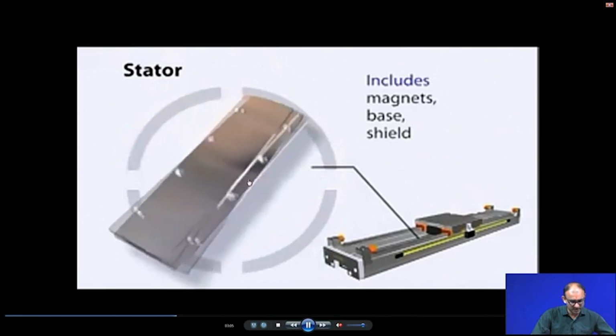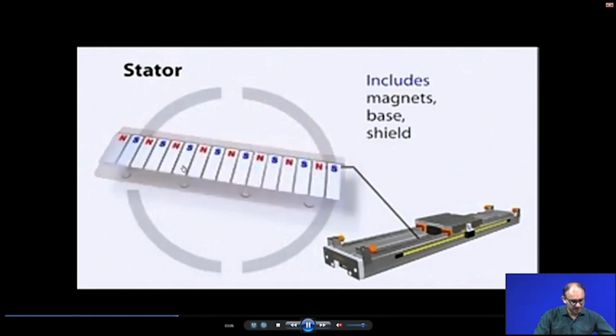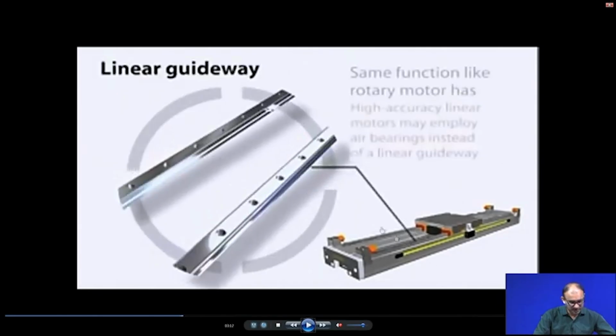Correct. So, this is the stator. It includes magnets, a base and a shield, because we have seen that we are unwrapping the conventional motor stator and it becomes a flat surface. This is mounted below the surface. These are the magnets, and we have to shield them so that there is no problem. And these are the linear guideways.